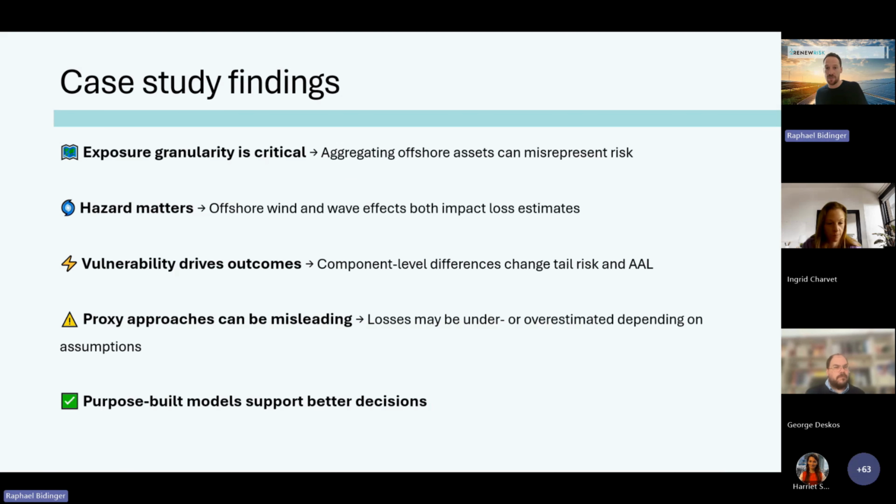I hope it was insightful and helped to illustrate that the way we model offshore wind risk makes a real difference. All of the different components, the hazard, the vulnerability, the way we represent the exposure data, they all matter. And using the purpose-built models, such as the ones that we just released to the market, they will help you to make more informed and better decisions across your offshore wind risk business.